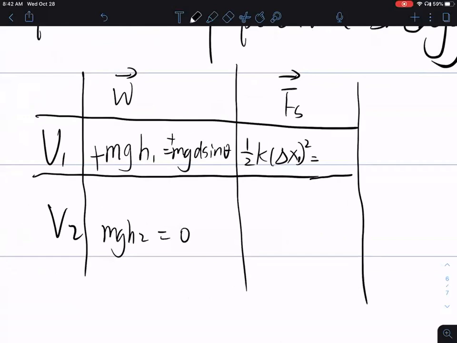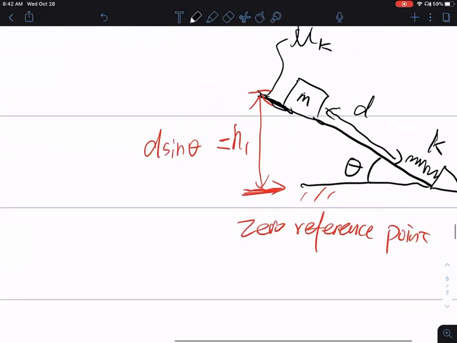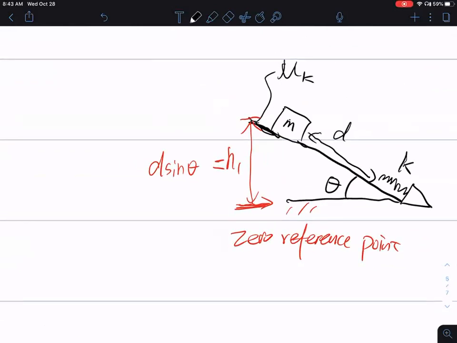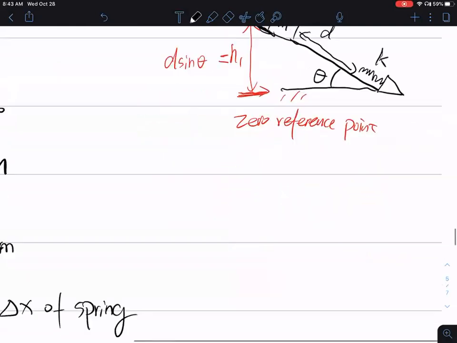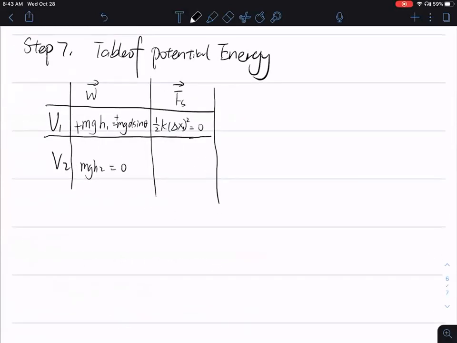So what is delta x1 at position 1? At position 1, what's the length of that spring? Is it compressed, or is it extended, stretched? At position 1, the block is up there and the spring is down there, nothing is in contact. So the spring is at its original length, right? So delta x1 is 0. There's no deflection in the spring.